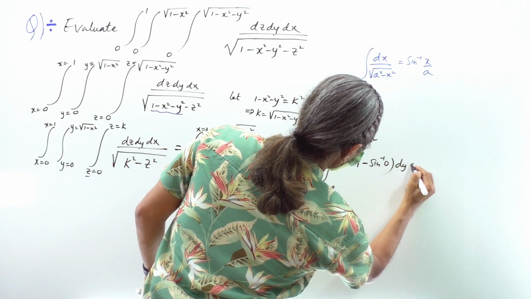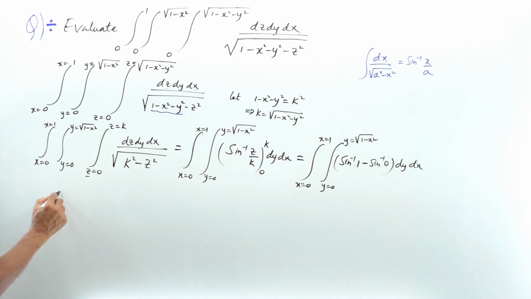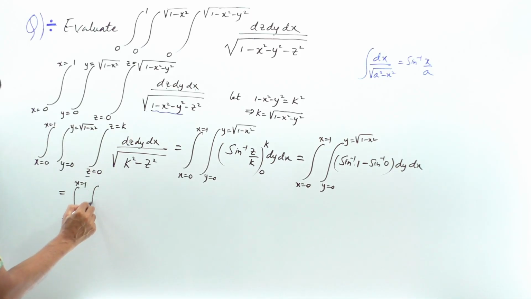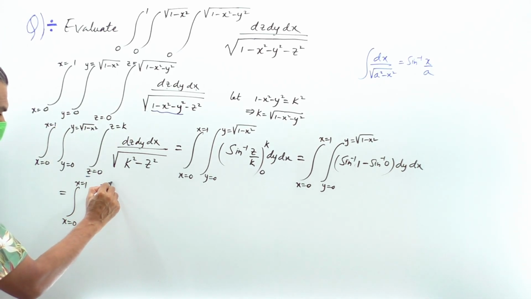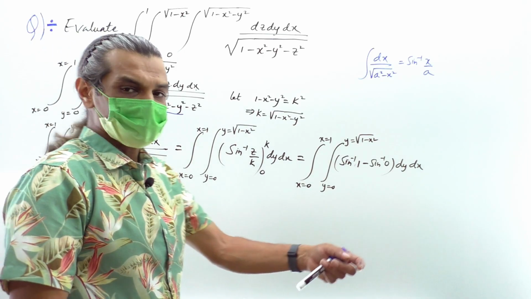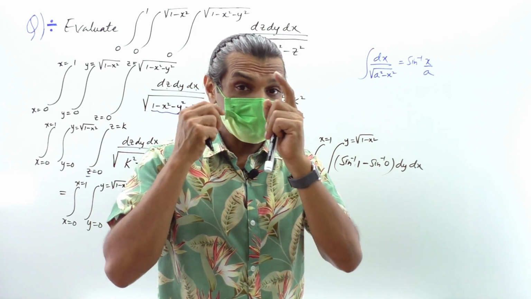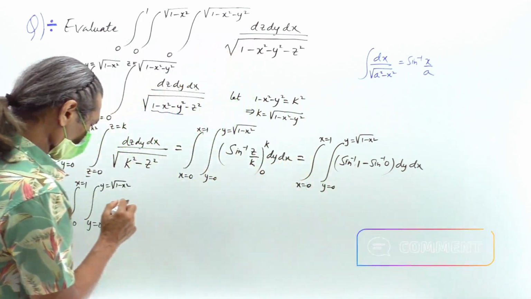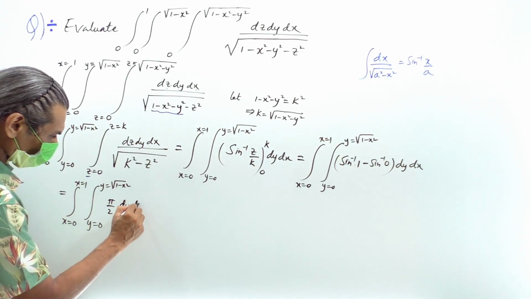So into dy dx. You know, this very simple thing, I will read it again. X is equal to 0 to x equals 1 and y equals 0 to y is equal to root of 1 minus x square. Sin inverse 0 is 0, but sin inverse 1 is what? Sin 90 is 1, so that is sin pi by 2 is 1. So sin inverse 1 is pi by 2. Okay, so pi by 2 into dy into dx.